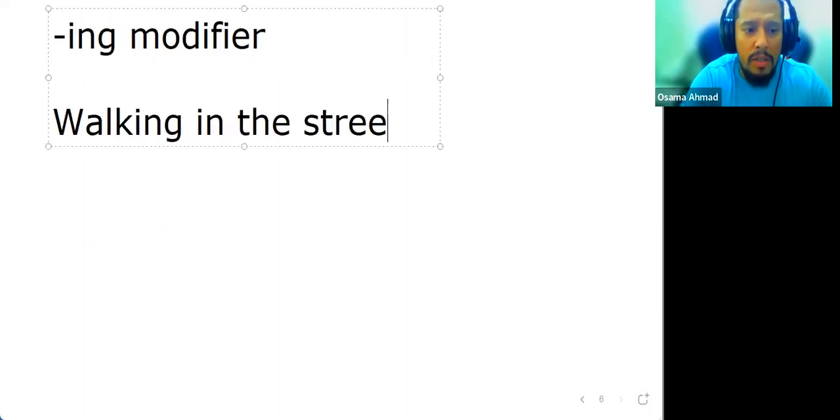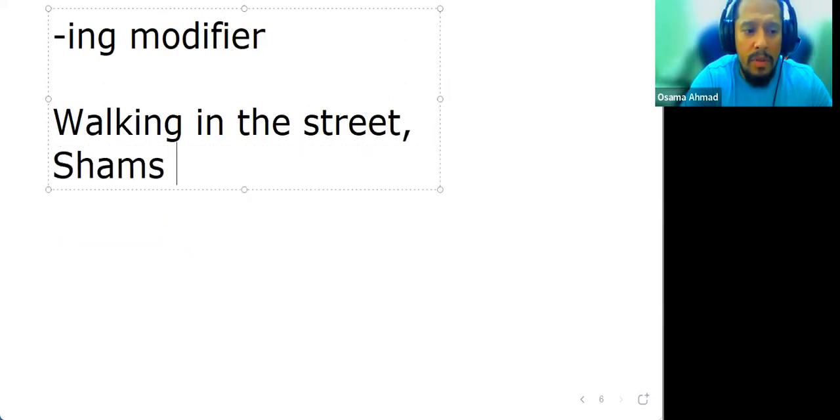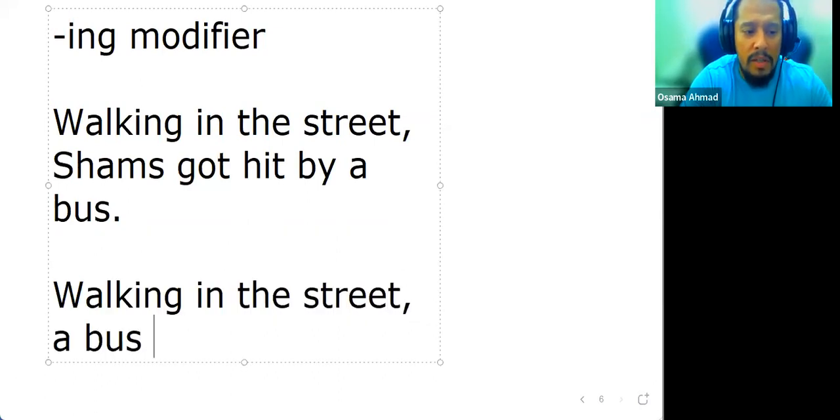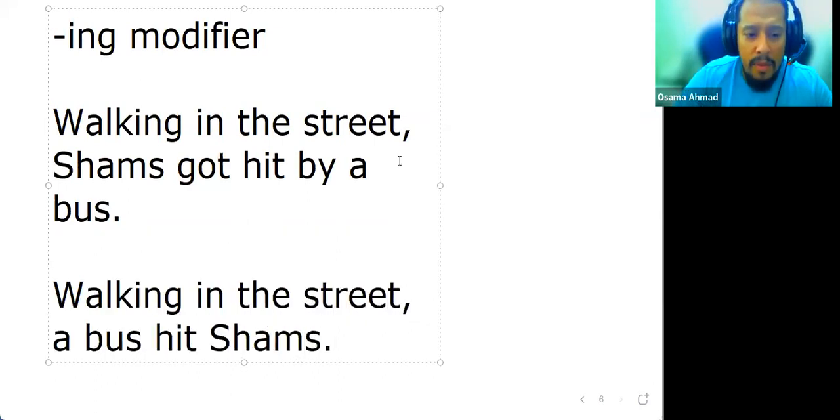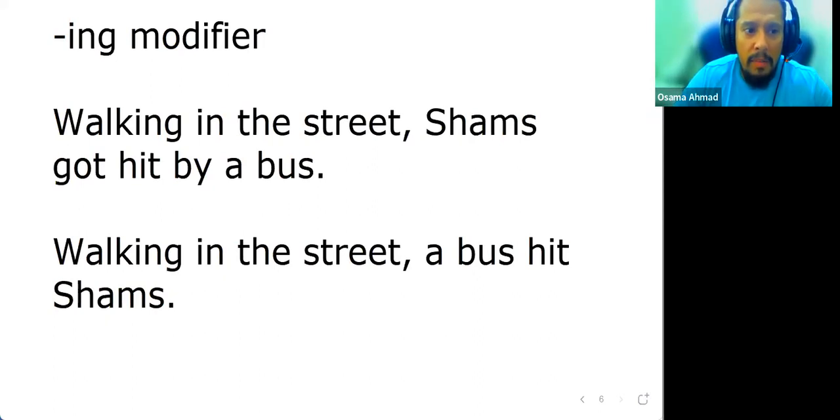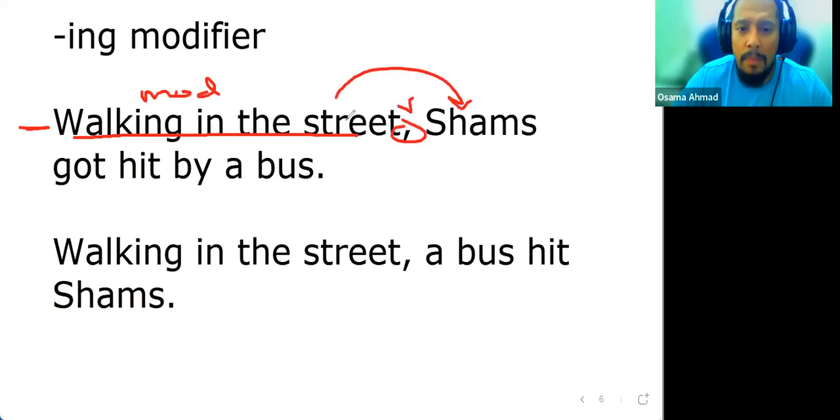Walking in the street, Shams got hit by a bus. Walking in the street, a bus hit Shams. These are two sentences. One of them is correct, one of them is incorrect. You need to be able to identify a dangling modifier. So here, for example, walking in the street, comma, Shams. This is our modifying phrase. It comes with a comma. Was Shams walking in the street? He was. This is correct.